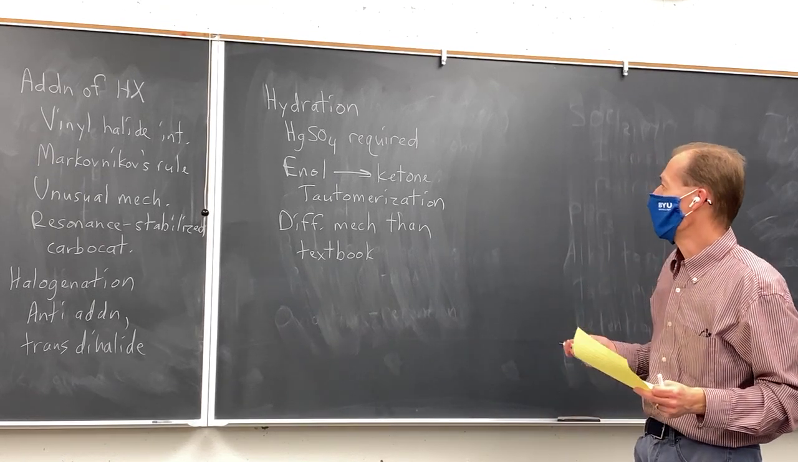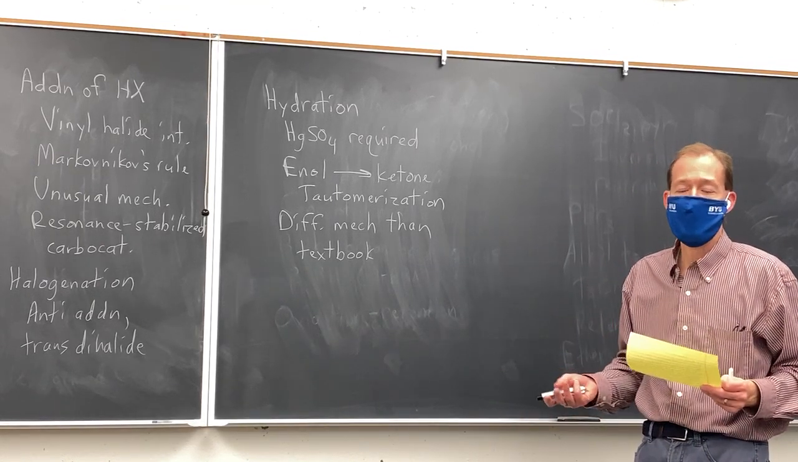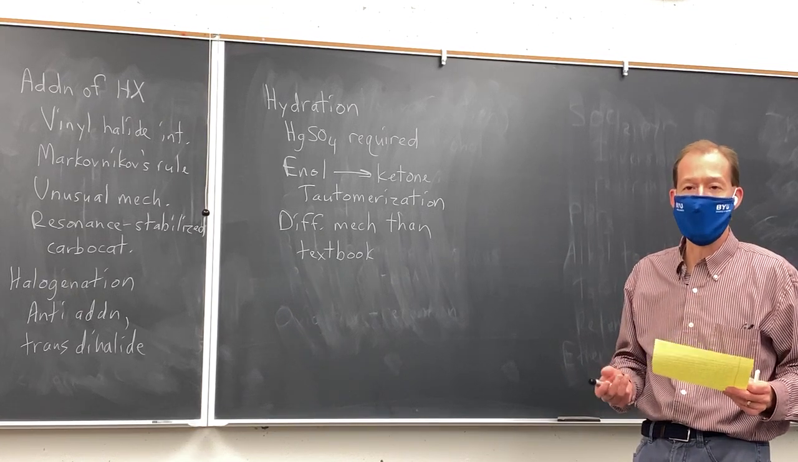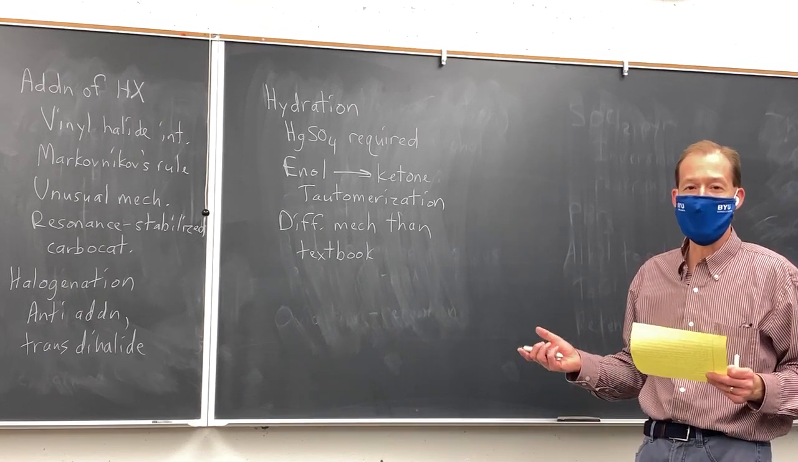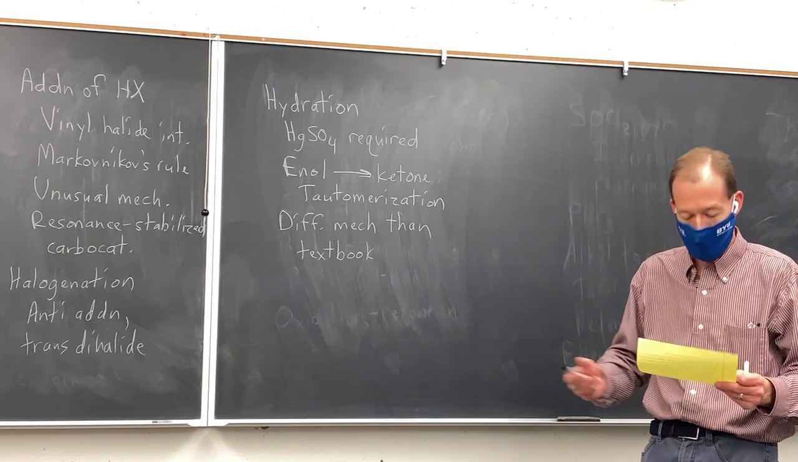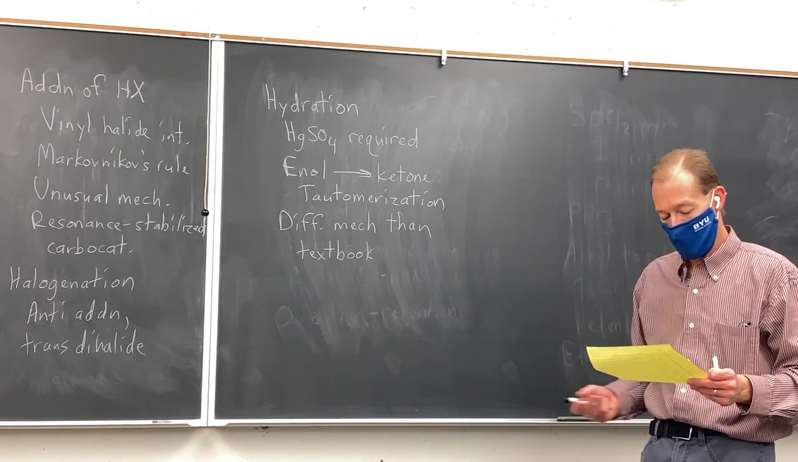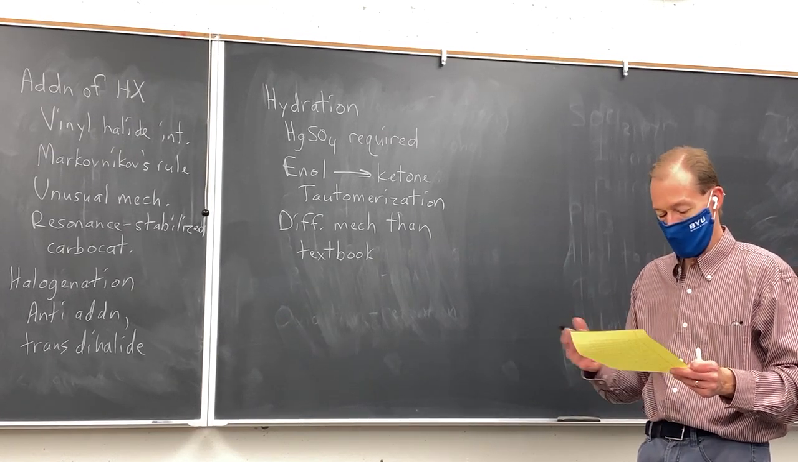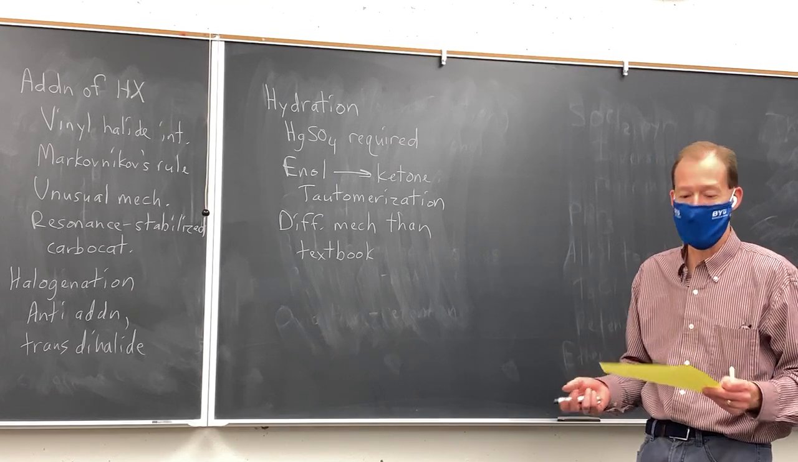So we're going to show you a mechanism that uses the mercury that allows us to avoid forming that high energy carbocation. Again, it's a bit more complicated than the one in the book, but it makes more sense. So it's going to be more valuable to us because it will help us understand the reaction better.